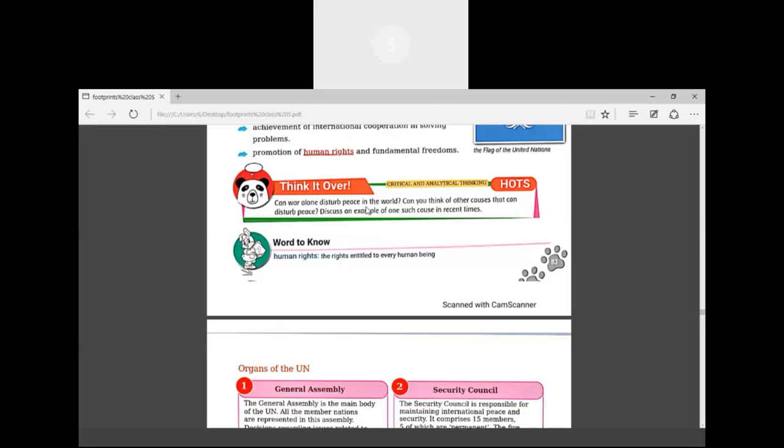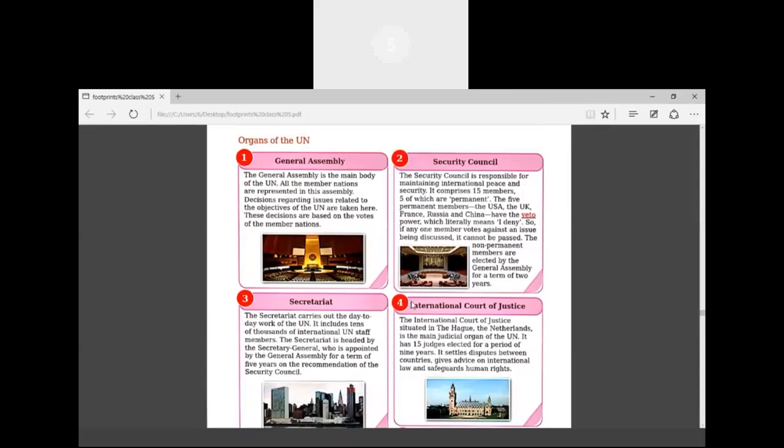Now, the organs of the UN. First organ is the General Assembly. The General Assembly is the main body of the UN. All the member nations are represented in this assembly. Decisions regarding issues related to the objectives of the UN are taken here. These decisions are based on the votes of the member nations, and the decisions on issues related to the objectives of the UN will be taken here in the General Assembly.